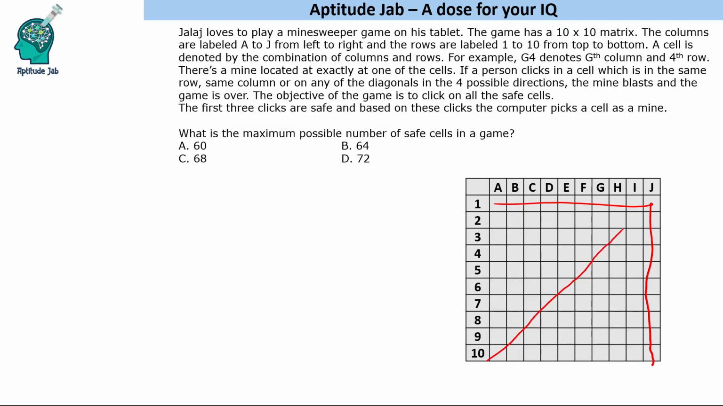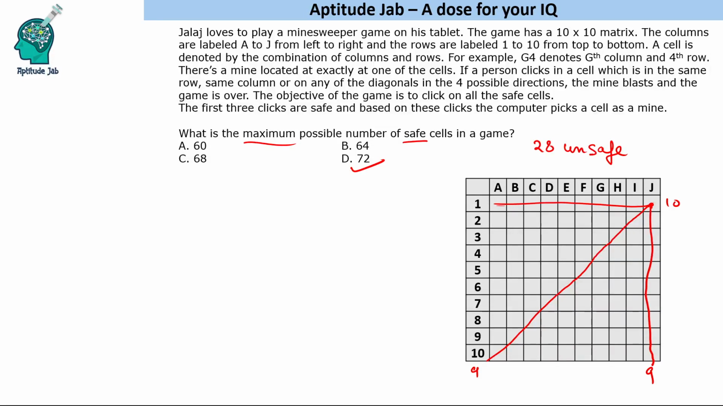So we know in which scenario the number of safe cells will be maximum, maximum safe, minimum unsafe. How many cells are there? 10. Now do not count 10 because this we have already counted, so these are 9. And this diagonal is 10, we will not count 10 because this is already counted, so 9. So 28 unsafe, and there are 100 cells, so 72 safe cells. That is the maximum possible number of safe cells in the game.